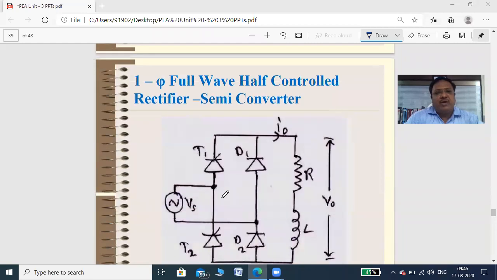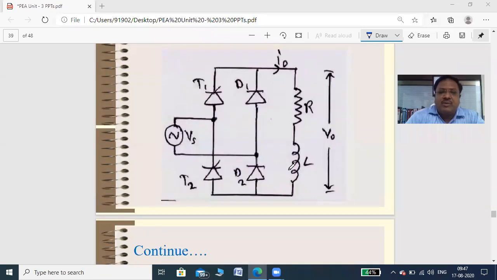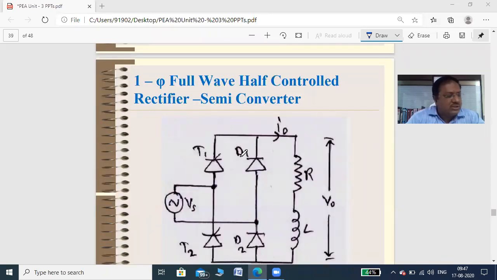Then the next one is that we started in the last lecture, but because of less time, we have not completed the part of semi-converter. These semi-converters are also called half controlled converters because we are using two SCRs and two diodes. So if you are using two SCRs and two diodes, then the circuit is called a half controlled converter or semi-converter. Okay. So there are two configurations of a semi-converter. One is called symmetrical, another is called asymmetrical.